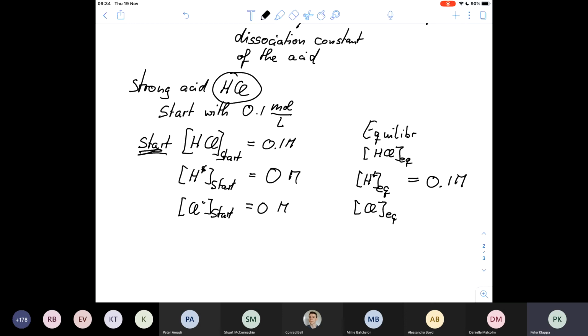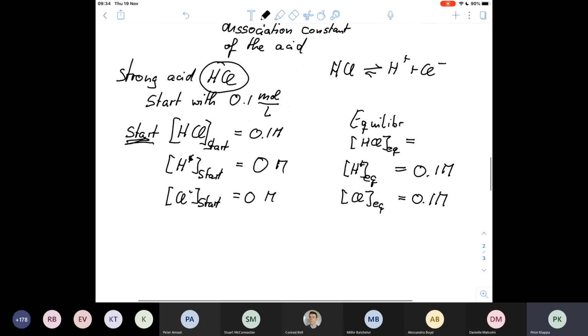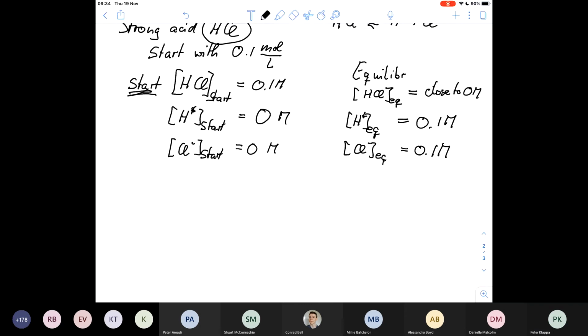And the same holds true for the chloride. It's also 0.1. How much of the HCl have we got left when we have the reaction HCl to H plus Cl minus? How much of the HCl is left? Pretty much almost close to 0. Yeah, we totally got that.